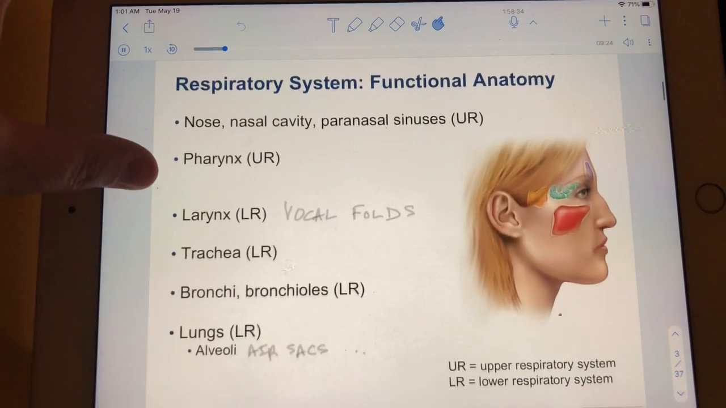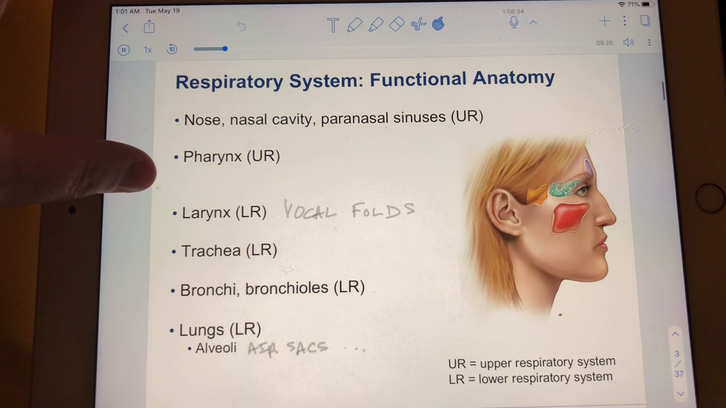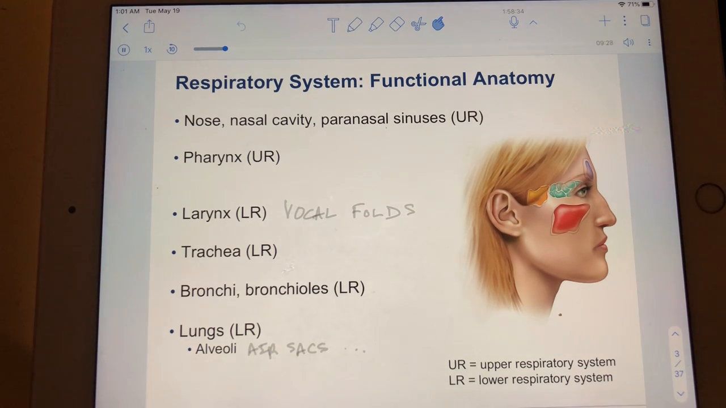And we're going to kind of start superior and head in almost as if we're magic school busing along with some incoming or inhaled air, okay? And a reminder that we have four chief sets of paranasal sinuses.